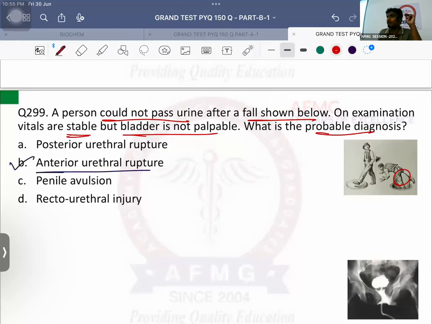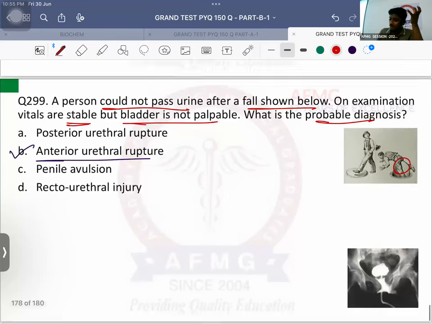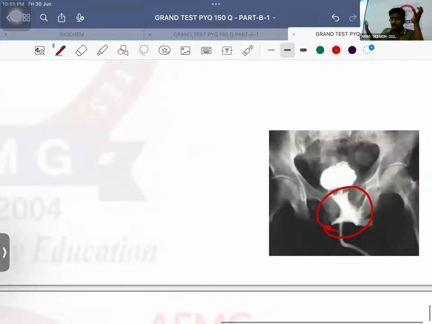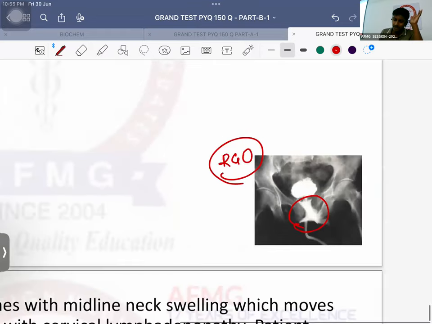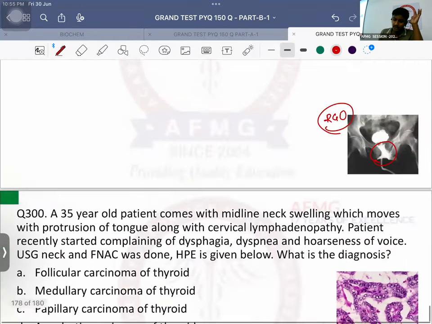loose manhole covers will cause a perineal trauma leading to an anterior urethral rupture and a butterfly shaped hematoma can be seen. Theek hai, ye bhi diya hua tha tumhare exam mein. This is an RGU, retrograde urethrogram, which is showing a rupture at the perineal urethra. Please remember that. No issues with this.